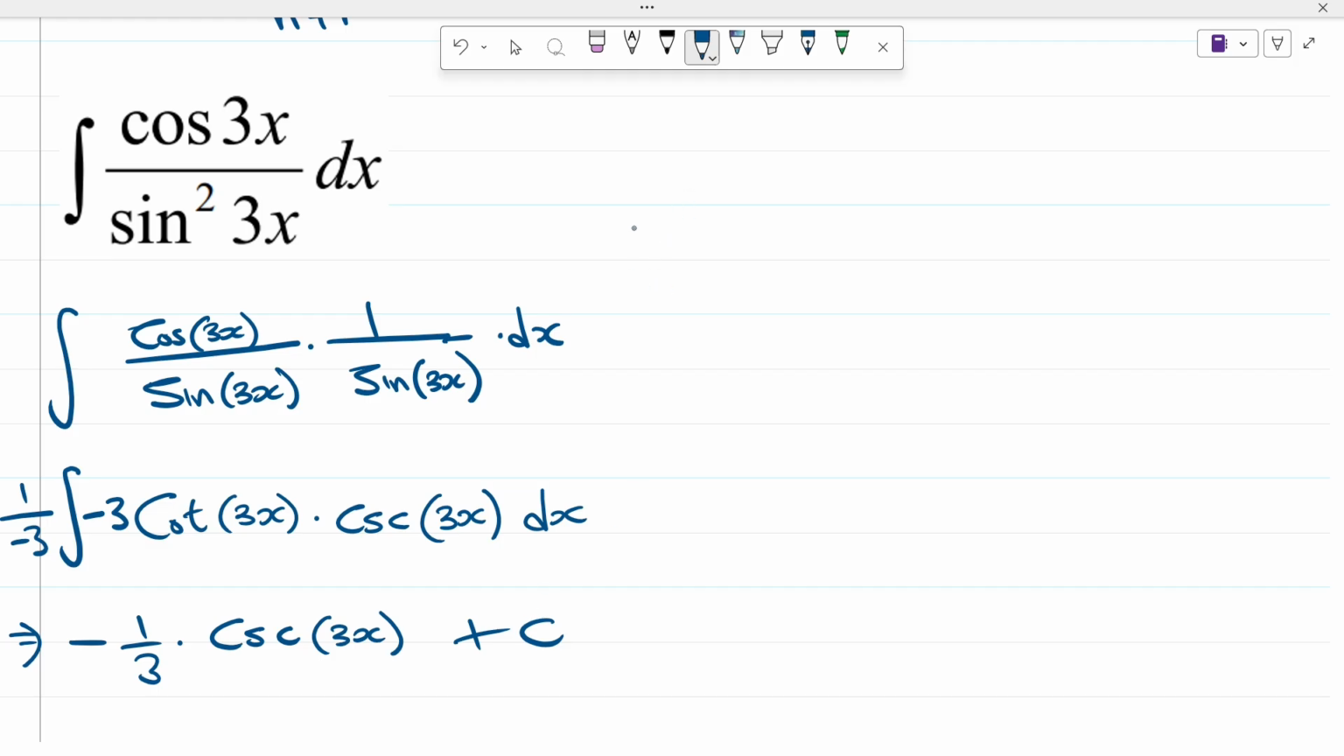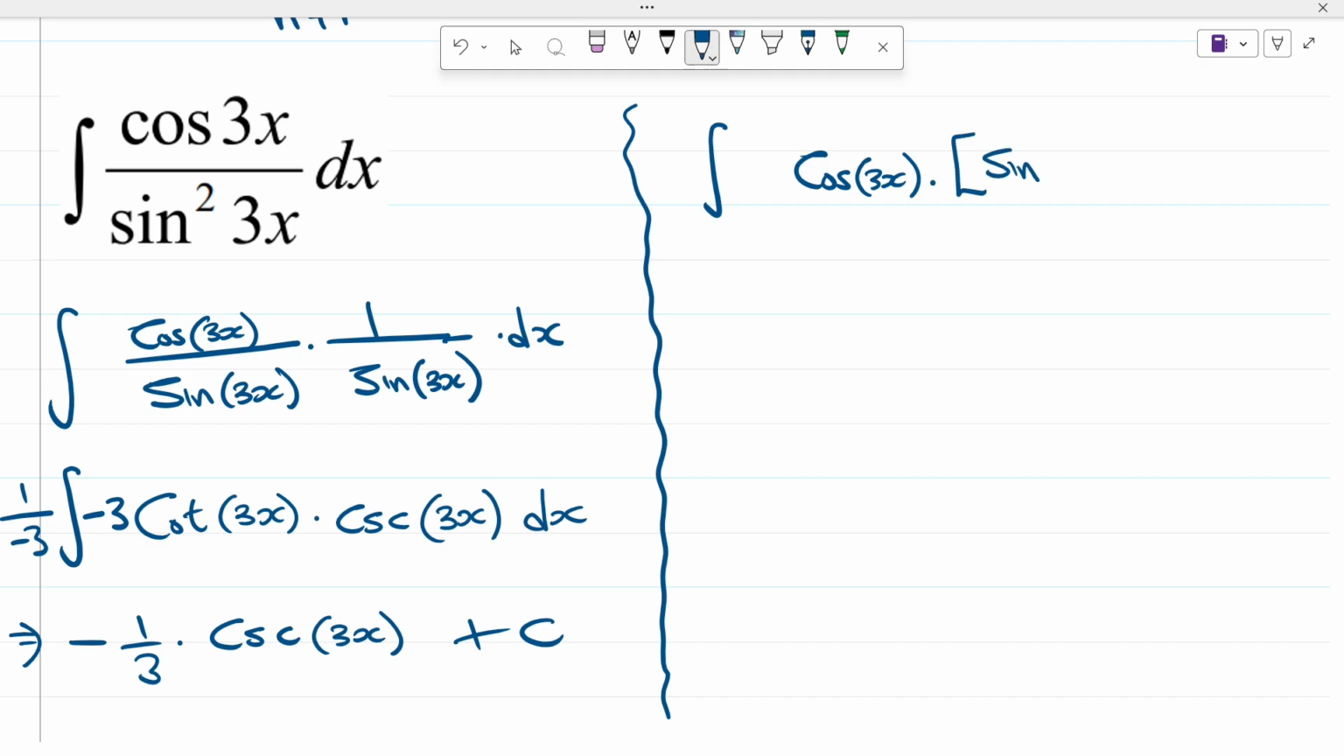So yeah, that's it. Of course, one of you could have said, nah, I can just make use of the general power rule, because I'm getting tricked when I use the method of simplifying first. So if you want to use the general power rule, it can also work. So that's going to be the integral of cos of 3x, and then sine of 3x to the power of negative 2 dx.